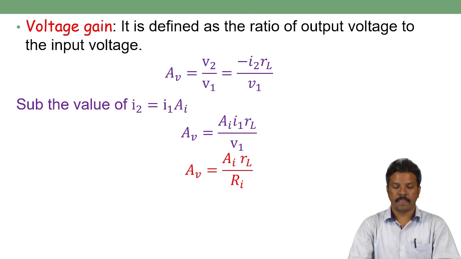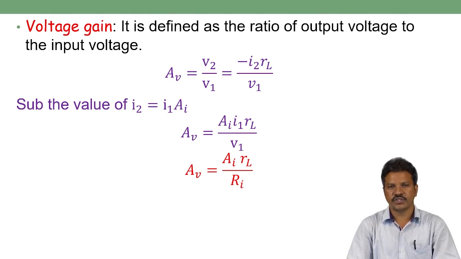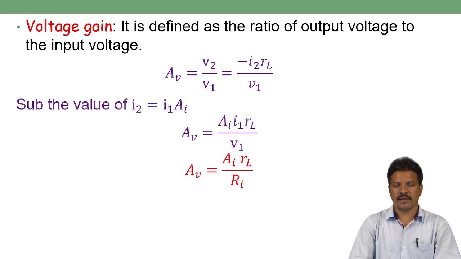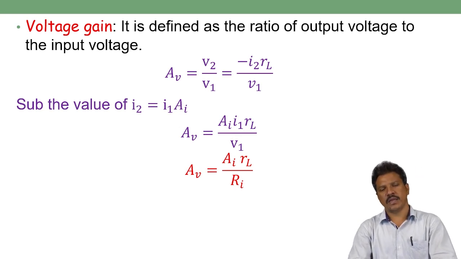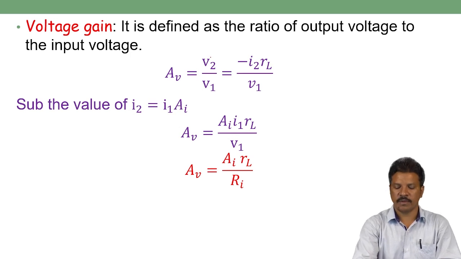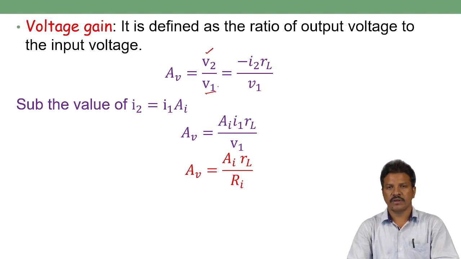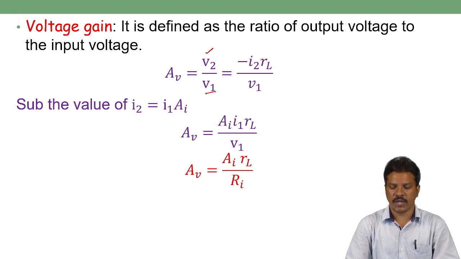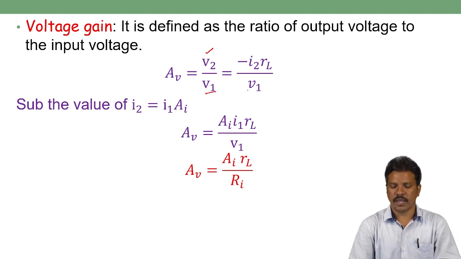Now voltage gain, the third parameter calculated for this amplifier. Gain is nothing but the ratio of output by input. Voltage gain is output voltage by input voltage. So here we have the output voltage in the common emitter amplifier. It is the ratio of output voltage V2 over V1, V2 by V1. We have the formula for V2 as minus I2 into RL, so minus I2 RL divided by V1.